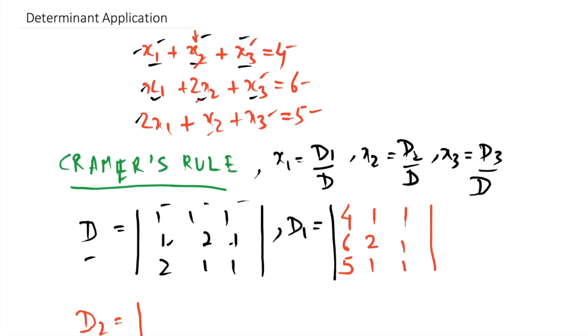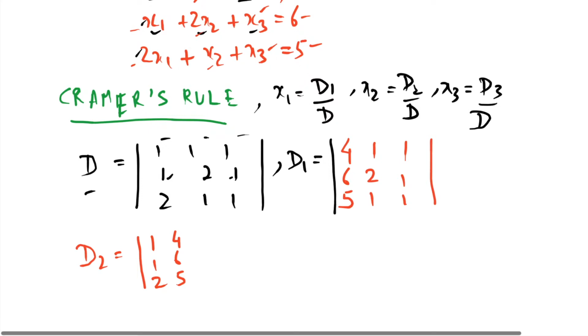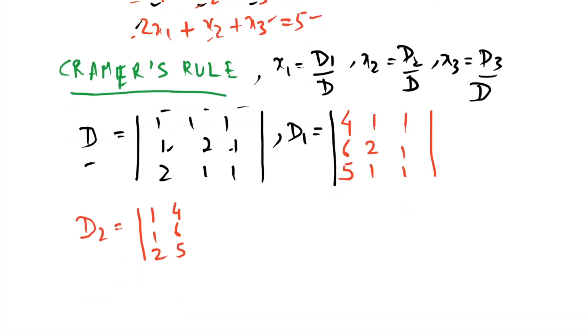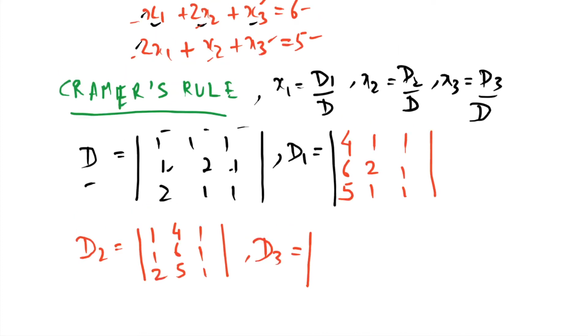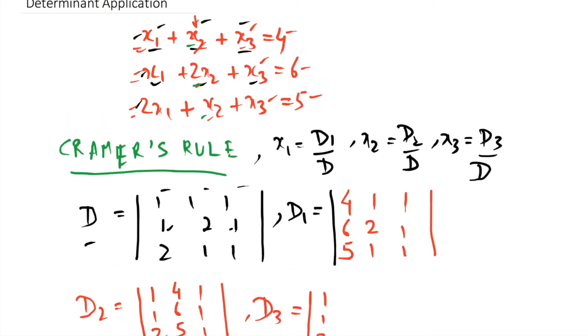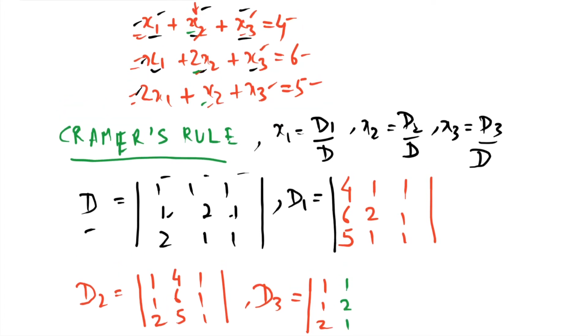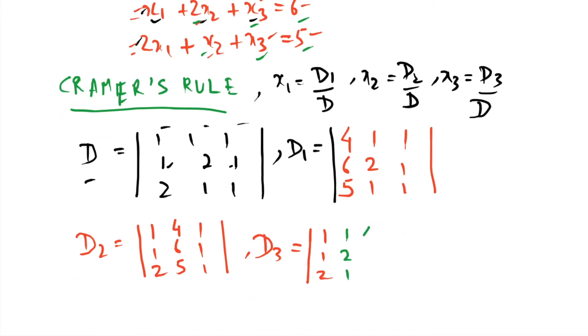So D2 will be what? D2 will be 1 1 2, 1 1 2, and then 4 6 5. So we replace the coefficients of x2 with the constant terms on the right side, and then again 1 1 1, 1 1 1. All right, and finally writing down D3. So D3 will be 1 1 2, and then 1 2 1, and then the coefficients of x3 will be replaced by these scalar terms 4 6 5. So this becomes 4 6 5.